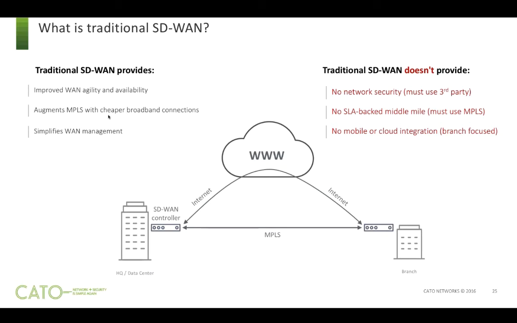SD-WAN, when they connect internet transport over the internet, does not guarantee the middle mile. There is no SLA, latency cannot be guaranteed, and internet routing is unpredictable. So it's a big challenge in many cases. It means that MPLS must be kept for latency-sensitive applications. SD-WAN also does not handle mobile and cloud integration well, such as connecting SaaS applications or IaaS environments like AWS. It's mostly focused on the branch.